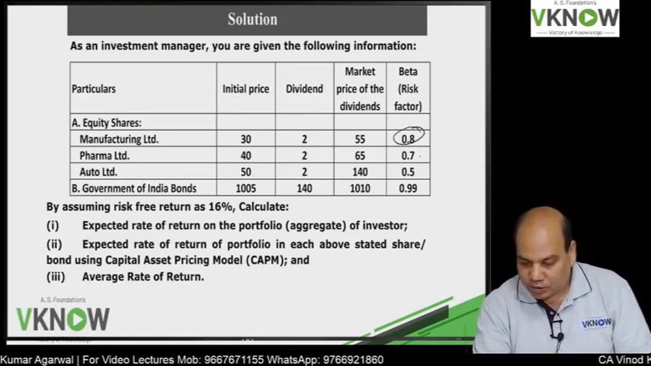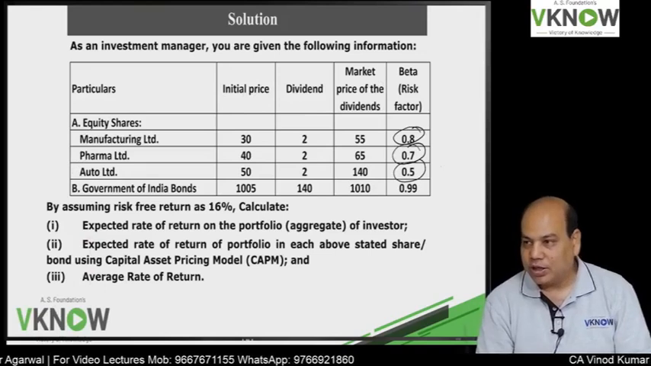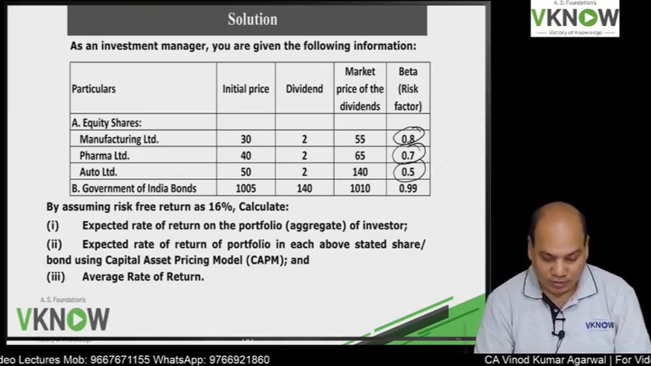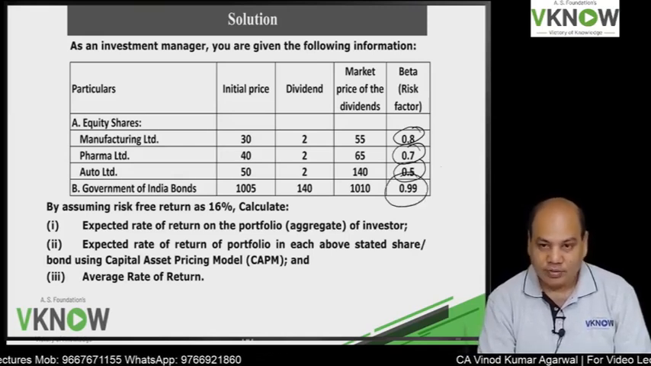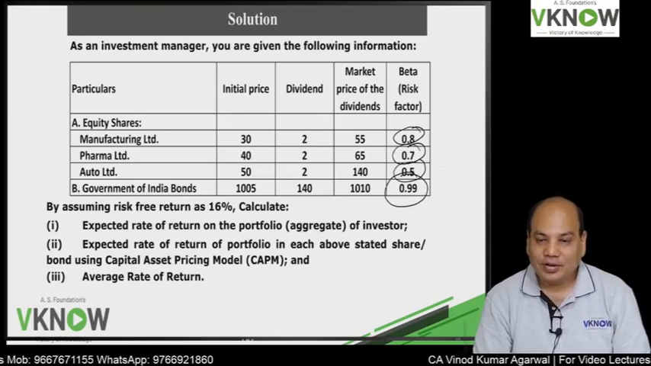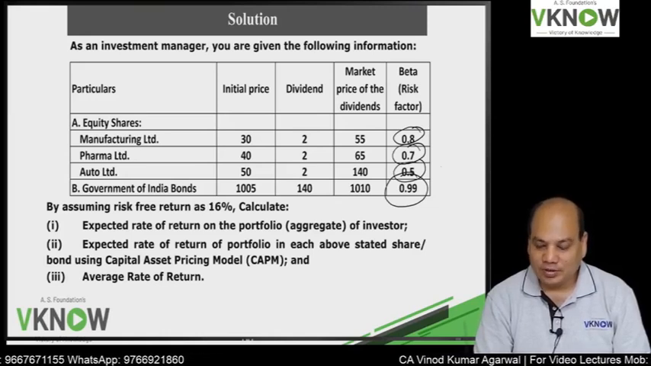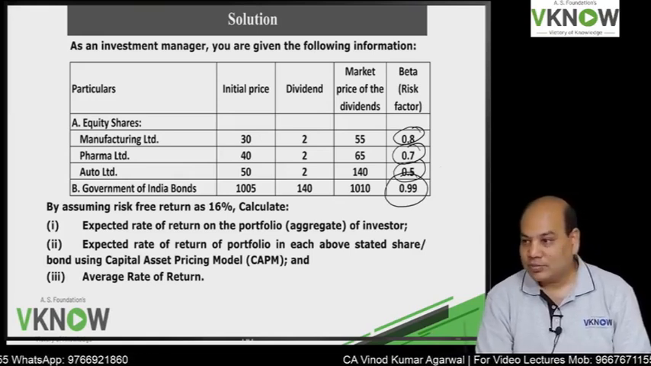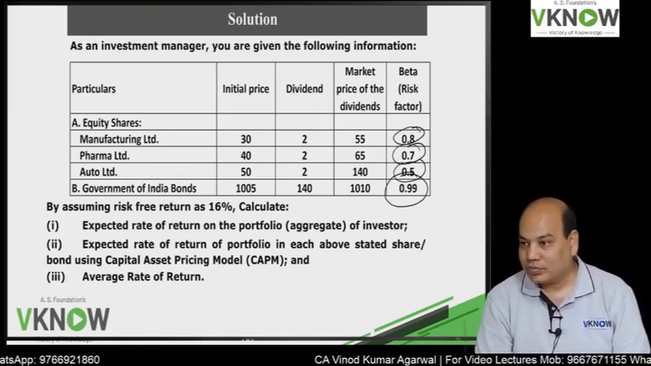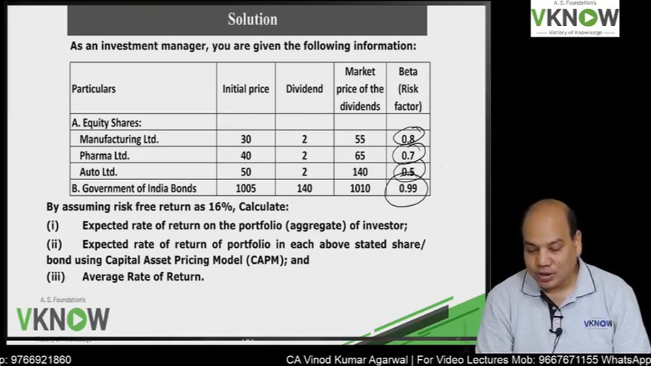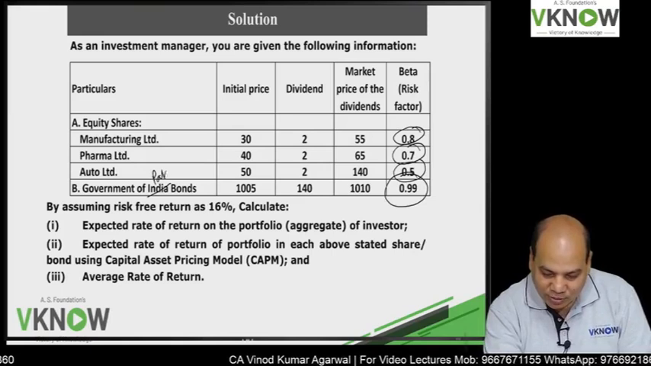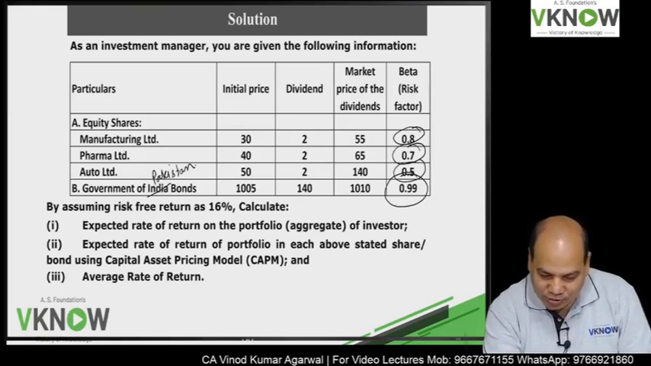They have given beta of these 3 companies 0.8, 0.7, 0.5, and Government of India bond 0.99. It should be 0, but they have given 0.99, which is more than the beta of auto, pharma, manufacturing. Government has also come under risk. So instead of Government of India bond, it should be Government of Pakistan bond. Okay. Then the question will be rectified.